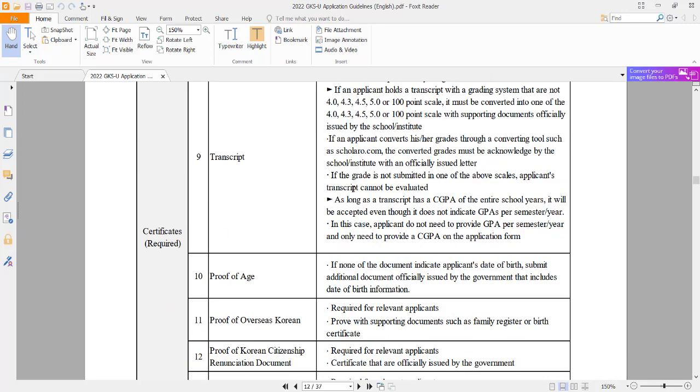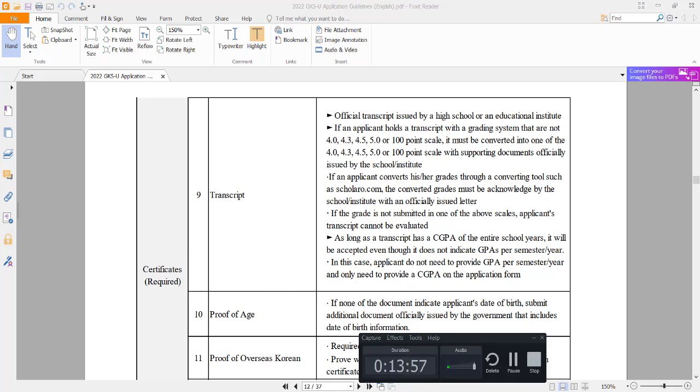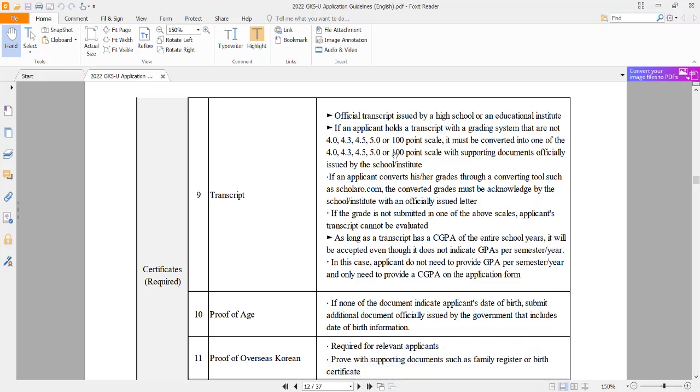Now talking about the 9th document, that is again an important document, that is the transcript. A transcript is a document that is generally issued by your high school. If you are a pass out, that is if you are applying for this scholarship after completing your high school, then you can submit your 10th certificate, 11th certificate, and 12th certificate, and the mark sheet along with that. That particular mark sheet which you get from the academic boards can be considered as the transcript.